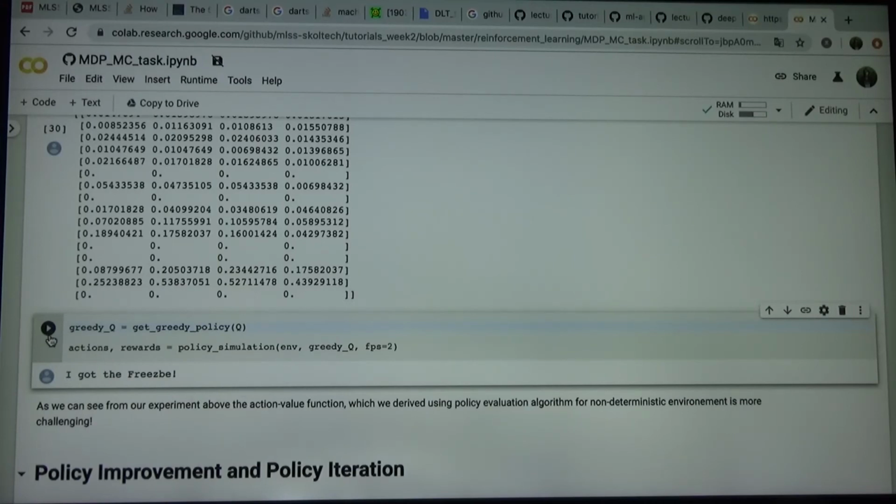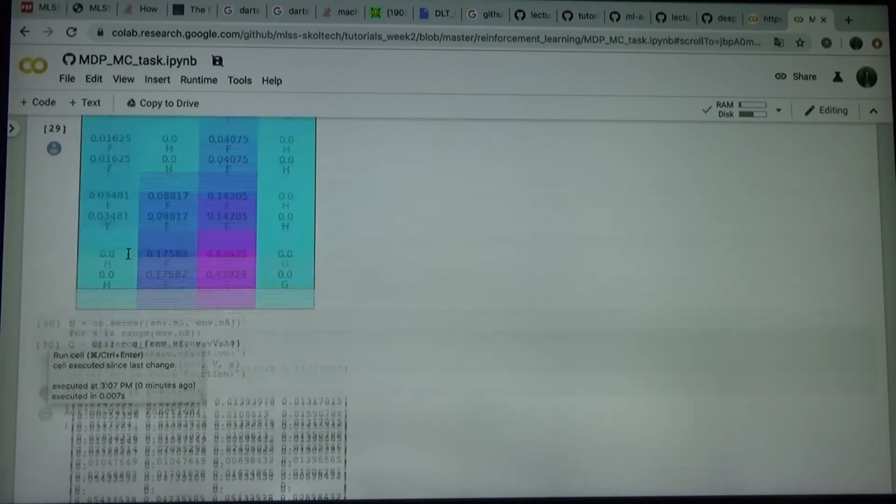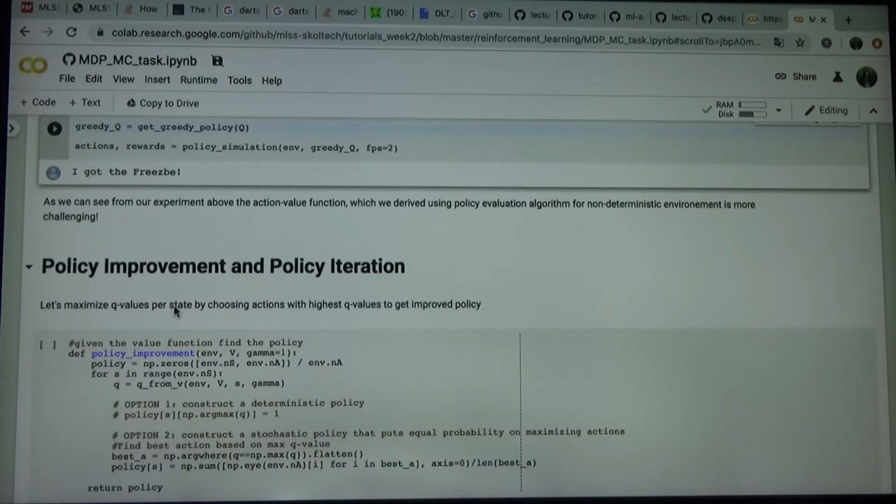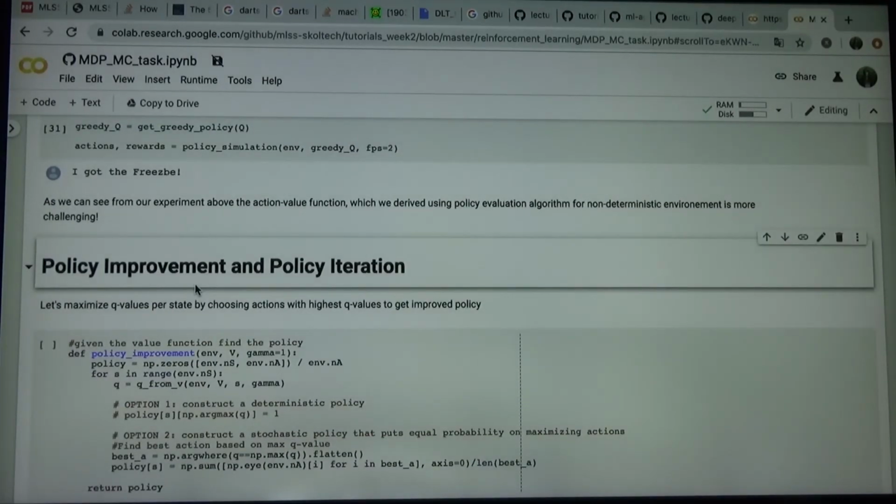But we also don't think about the stochasticity. We don't take into consideration this transition probability, right? The policy that we got is not optimal in this environment for this MDP. So let's try to iteratively get an even better policy.